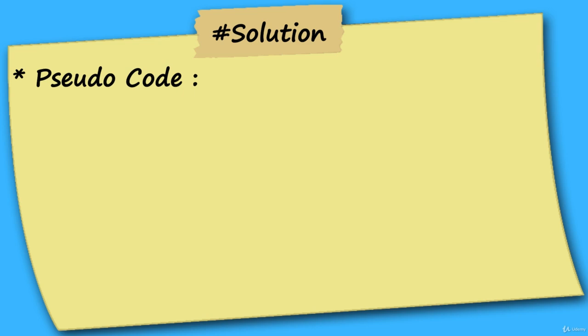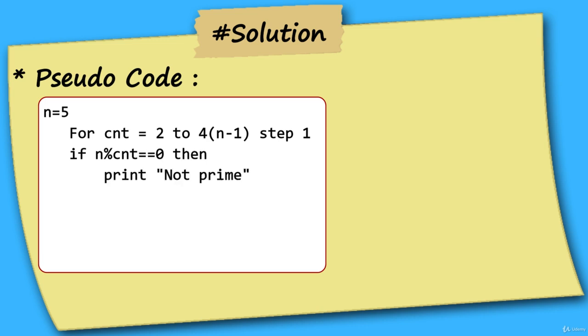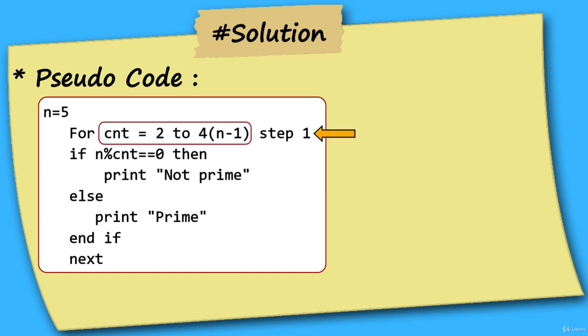Let's try this with pseudocode for value 5. We consider variable n which has value 5, and n is the variable which we want to check whether it's prime or not. We are going to put a loop using a variable called counter, which will begin at 2 and it will go till 4. That is actually n minus 1, and step will be 1. That means every time it gets incremented. Because we need to check whether n is divisible by counter, we are going to use an if condition.